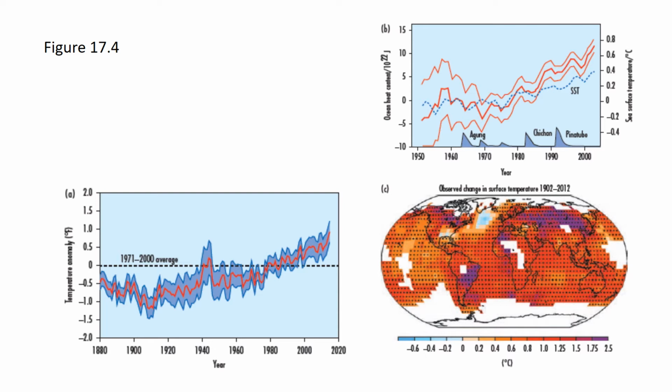Then in part B, here we see a more recent study where methodological variation was taken out of the calculation of ocean heat content and also sea surface temperature. Again, though, we see that the trend is generally upwards in a very consistent way post 1970, whether we're looking at sea surface temperature or ocean heat content.